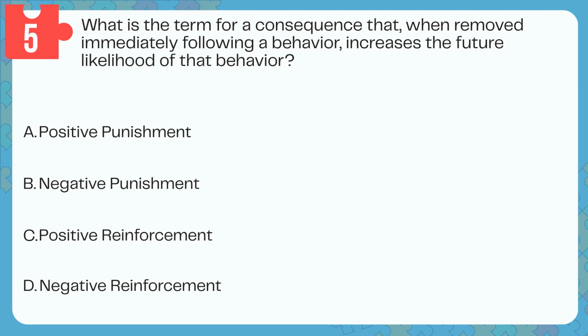Question 5. What is the term for a consequence that, when removed immediately following a behavior, increases the future likelihood of that behavior? A. Positive punishment. B. Negative punishment. C. Positive reinforcement. D. Negative reinforcement.